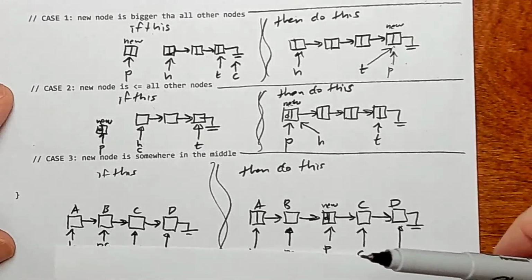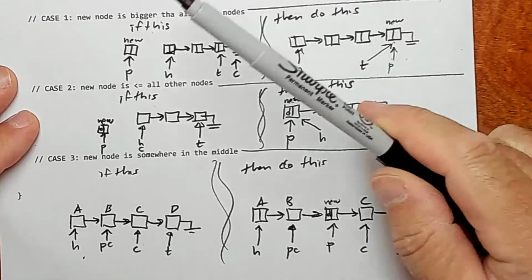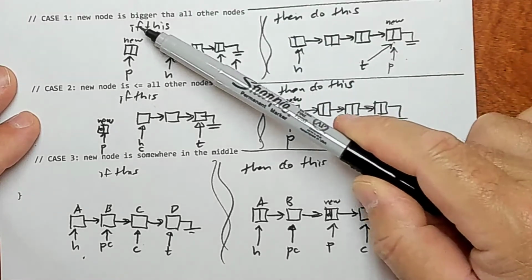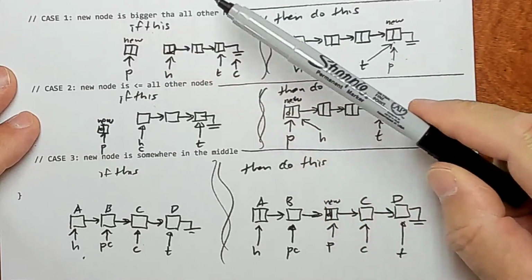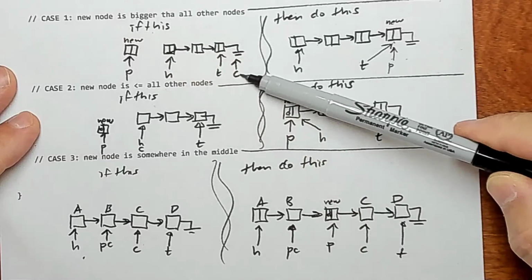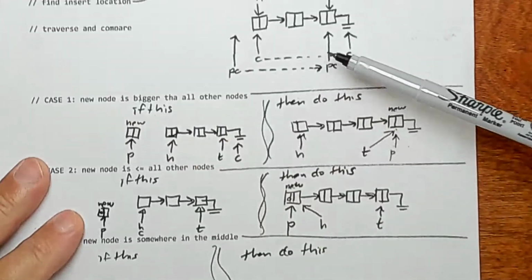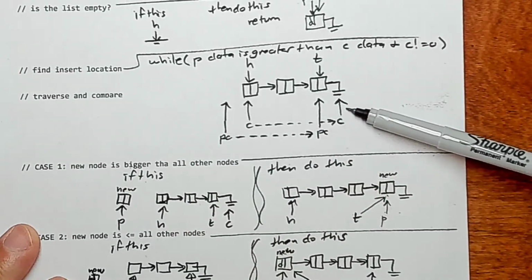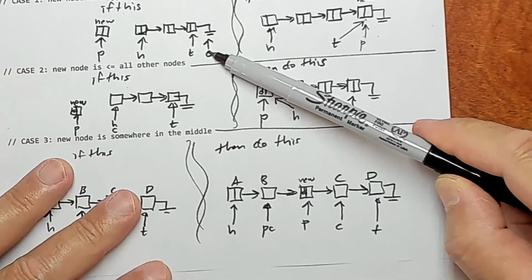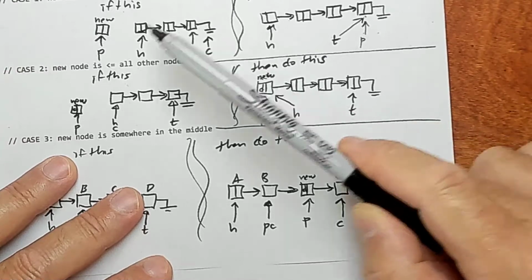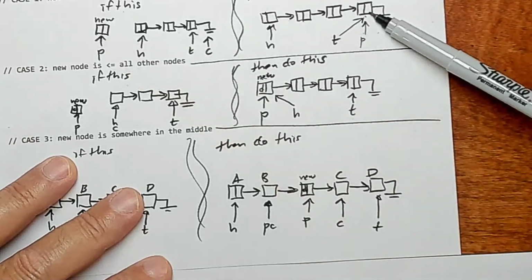Okay, there's 3 cases. So it's possible for the new node to be bigger than all the other nodes. That is, the data in the new node is bigger than all the others, in which case this previous loop will run off the end of the list, and it'll look like this. Then what I've got to do is take this new node and attach it to the end.